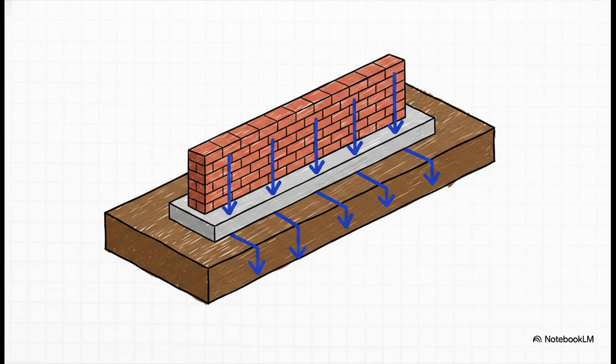Next is the strip footing, which you might also hear called a continuous footing. It does exactly what it sounds like. It runs continuously under load-bearing walls or closely spaced columns, spreading structural pressure over a much larger, linear area. If you've ever walked by a construction site for a low-rise masonry building and seen those long trench foundations being poured, well, you've seen strip footings in action.